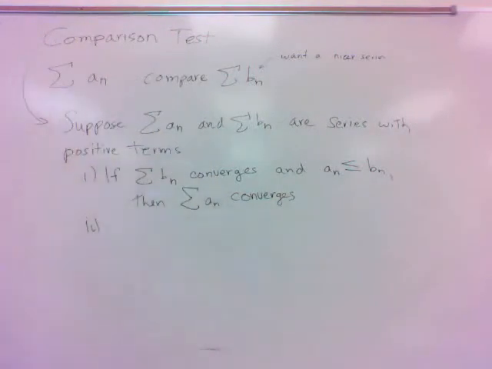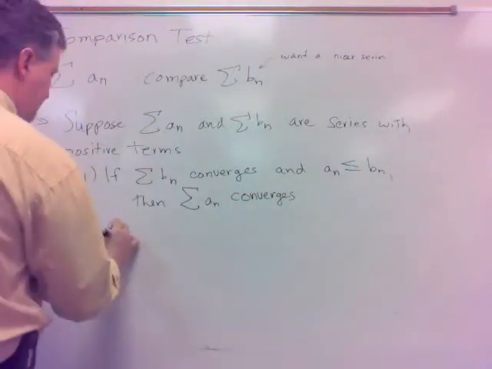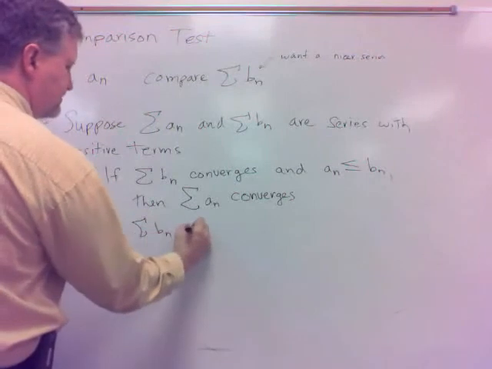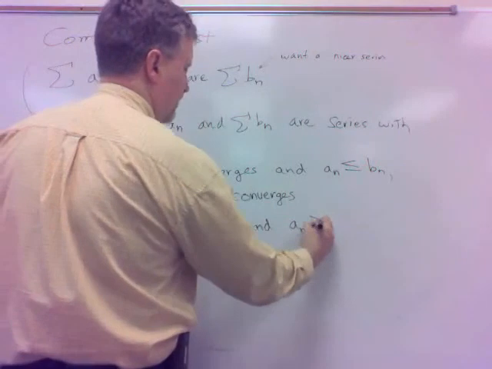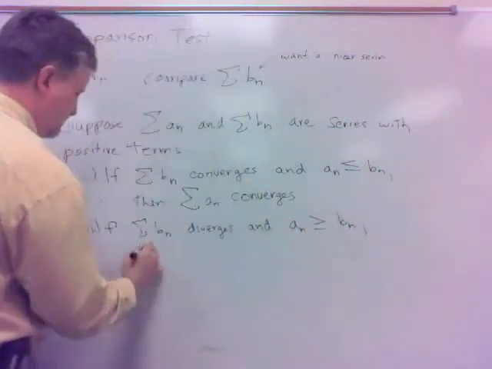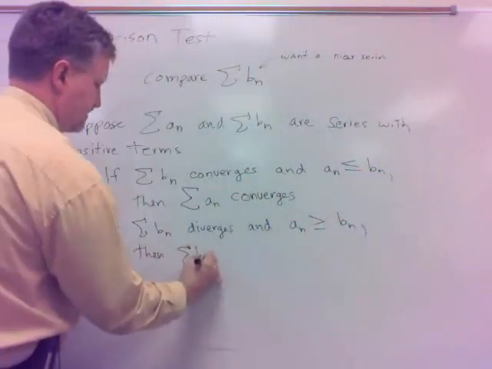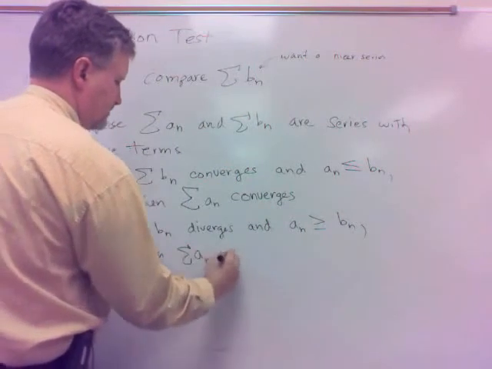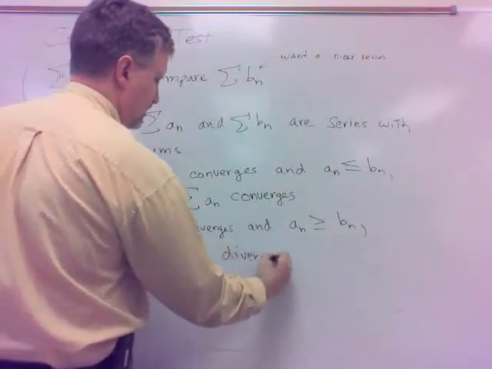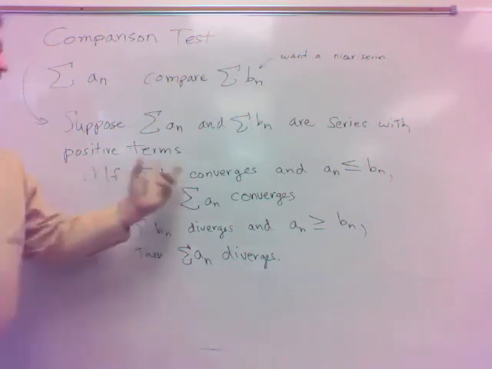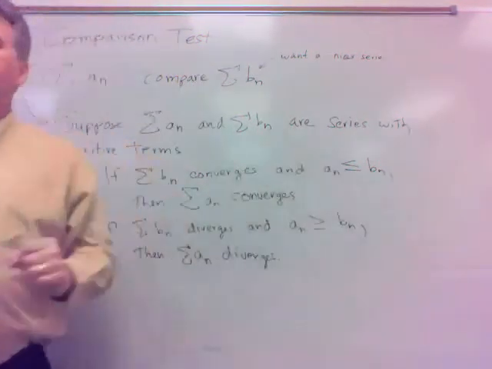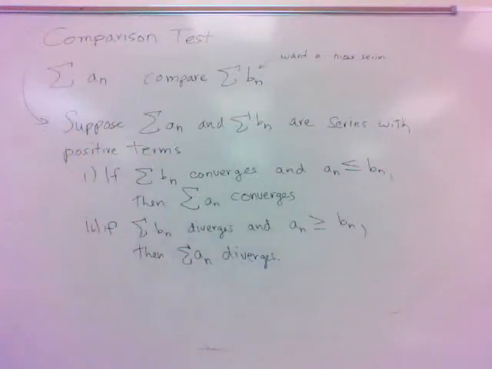Okay, well, guess what part 2 does? Kind of goes the other way. If the series B sub n diverges and the A sub n's are greater than or equal to the B sub n's, then the series A sub n diverges. Okay? All right. So there's really, in each part of the comparison test, there's two things. You've got your B sub n is convergent, and then you also have the A sub n's are less than the B sub n's in part 1.